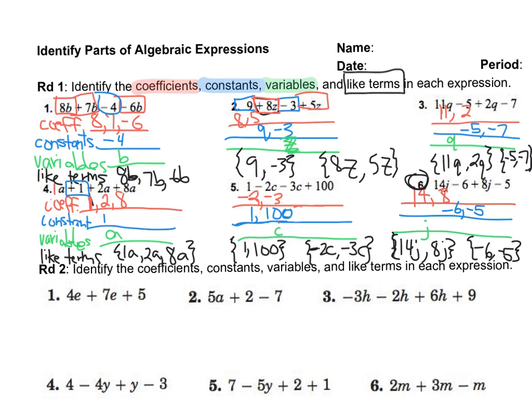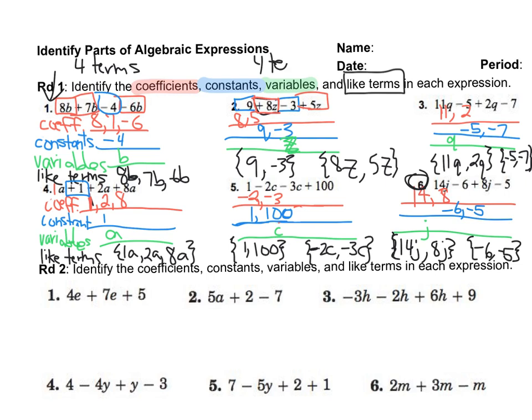Okay, now, you know what? There's one thing that we should talk about, and this is what your IXL is going to be based on. They're going to ask you to identify coefficients, or they're going to ask you how many terms are in an expression. So let's go back to problem 1 for a second. If I look at problem 1, I have 8b plus 7b minus 4 minus 6b. As you can see, we broke that into 4 terms. Because remember, a term is just each piece of the expression. Problem 2, again, you have 4 terms, okay?